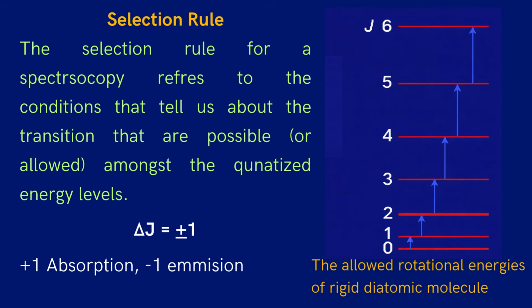On the right side of the slide, the allowed rotational energy levels are shown for quantum numbers J equal to 1, 2, 3, 4, 5, 6, and so on. The upward arrows indicate absorption transitions between adjacent rotational levels, while downward transitions represent emission. Thus, only transitions between neighboring rotational levels are allowed, which leads to a series of evenly spaced spectral lines in the microwave region for rigid diatomic molecules.